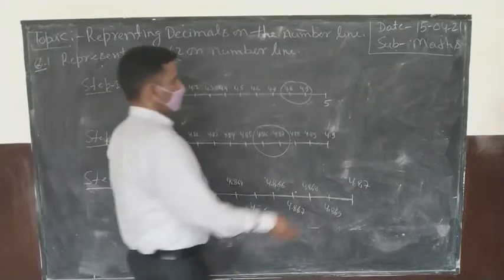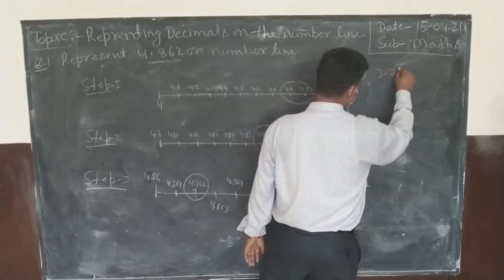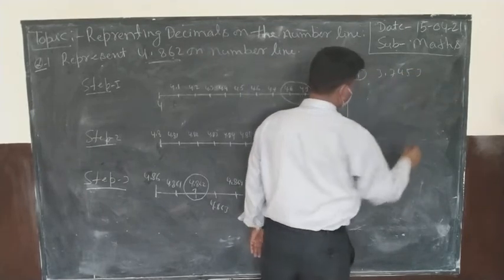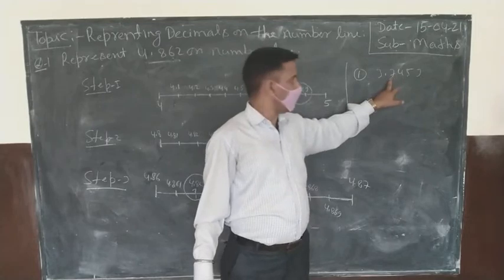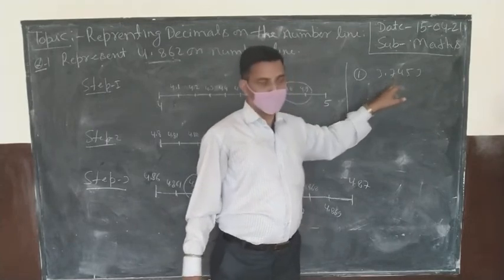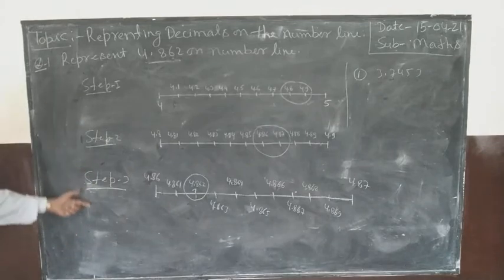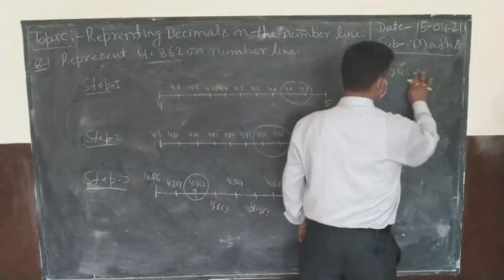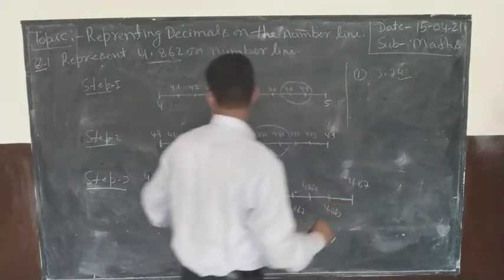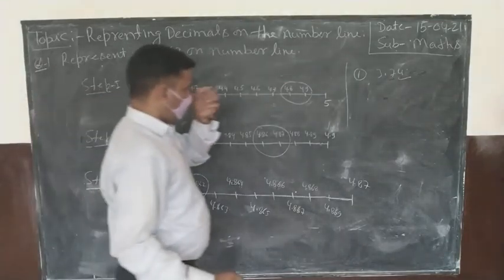Suppose another question here, 3.7453. So how many digits after the decimal? 1, 2, 3, 4. After the decimal there are 4 digits, so your answer comes with 4 steps. 1, 2, 3 and 4. Suppose your answer has only 2 digits here. Only 2 digits. Your answer will come in only 2 steps. According to this way, we will take the steps.